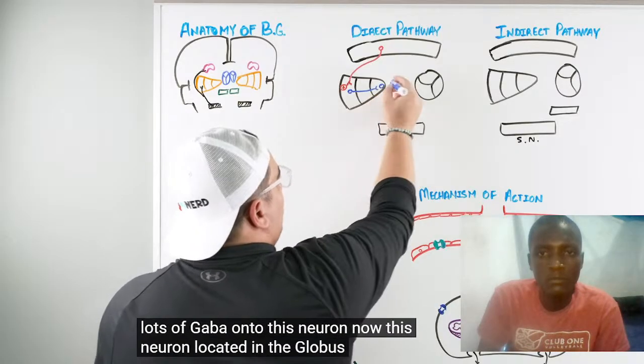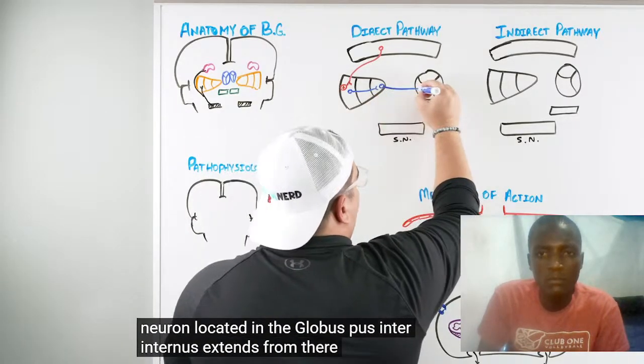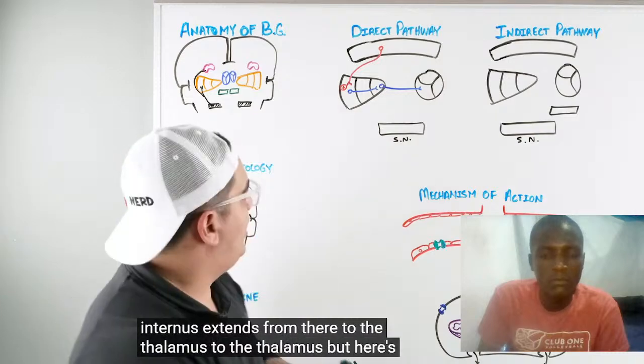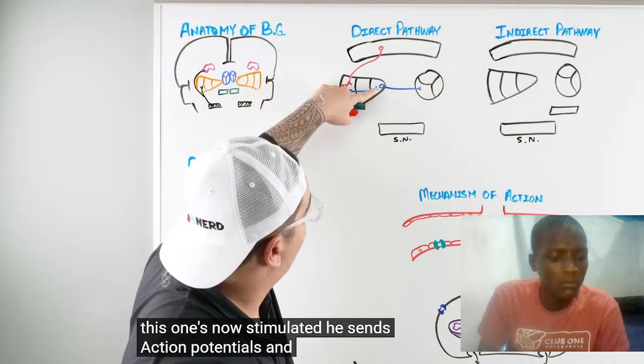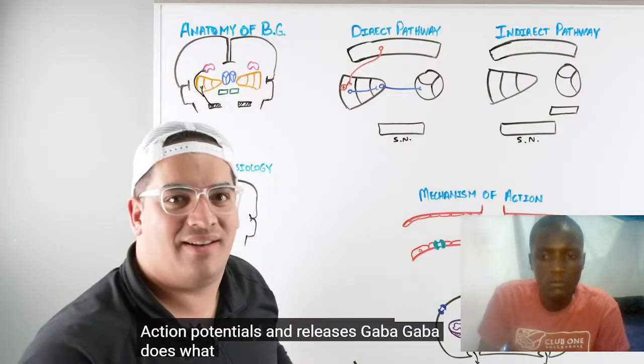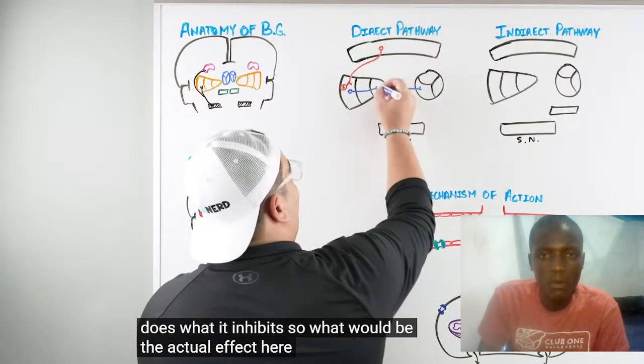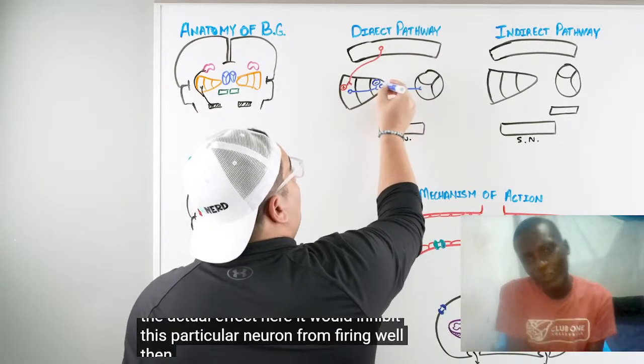Now this neuron located in the globus pallidus internus extends from there to the thalamus. But here's what I want you to understand. This neuron released glutamate, stimulated this one. This one's now stimulated. He sends action potentials and releases GABA. GABA does what? It inhibits. So what would be the actual effect here? It would inhibit this particular neuron from firing. Well, then this neuron doesn't fire.